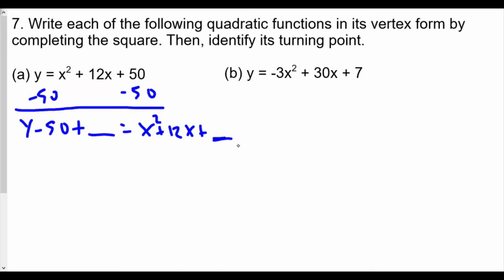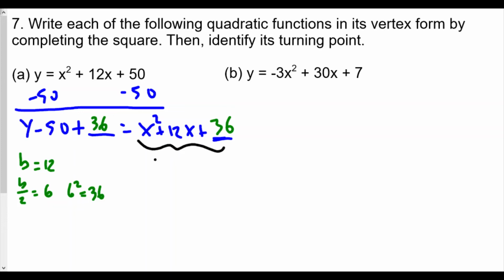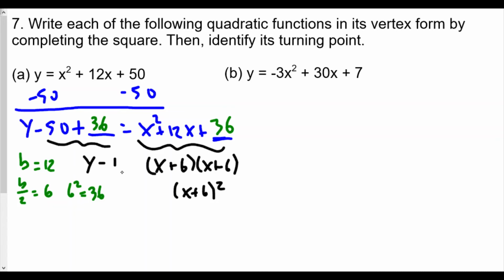We see here that the b value is 12, so b equals 12. B over 2 equals 6. 6 squared equals 36. So that's the number that goes here. So I'm going to factor this side. I have x plus 6 times x plus 6. That's x plus 6 squared. And on this side, I have y minus 14. So y minus 14 is equal to x plus 6 squared.